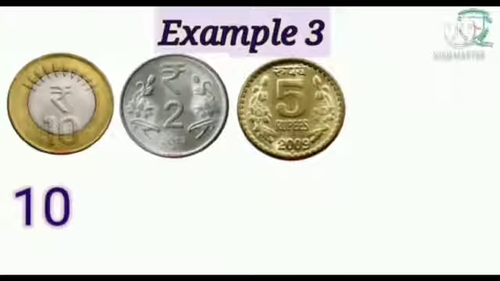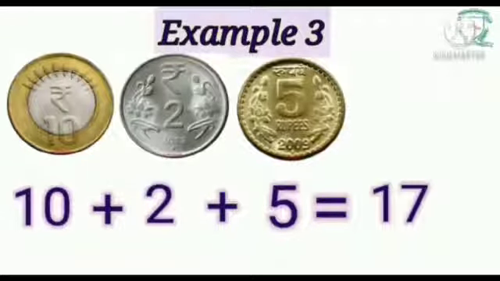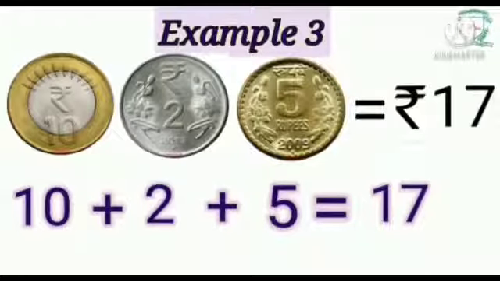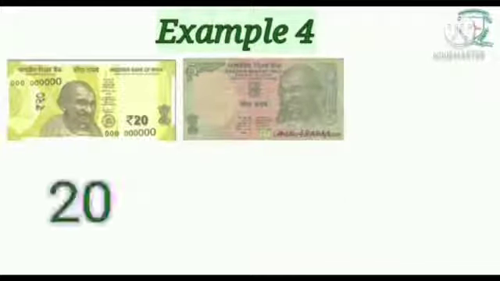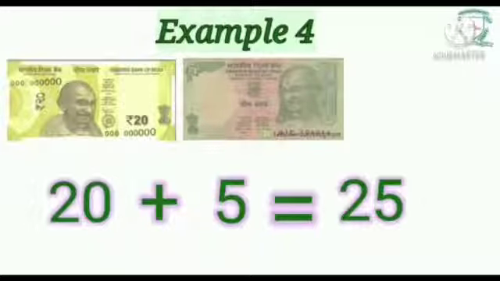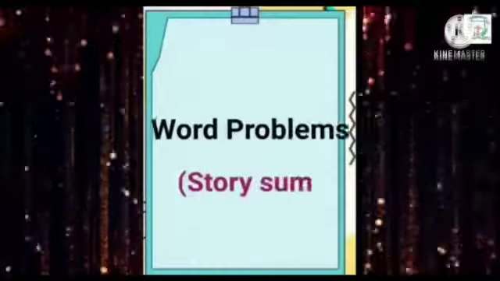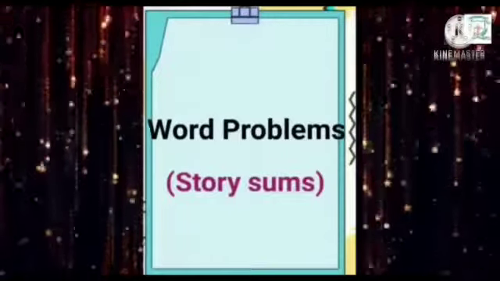In the next example, we shall find the total by adding a 10 rupees coin, a 2 rupees coin and a 5 rupees coin. We get the total as rupees 17. Now we shall find the total of rupees 20 and rupees 5. By adding rupees 20 and rupees 5, we get rupees 25 as the total. We now move on to the next topic, word problems.